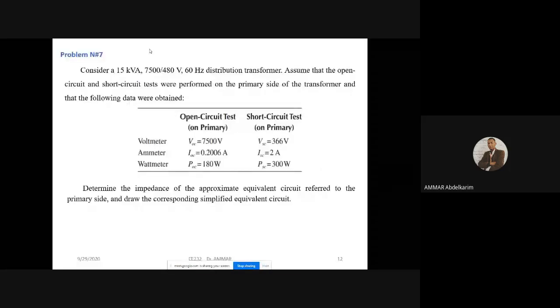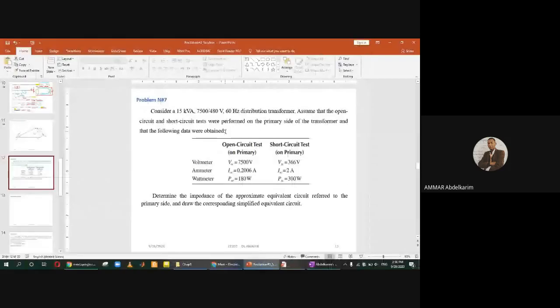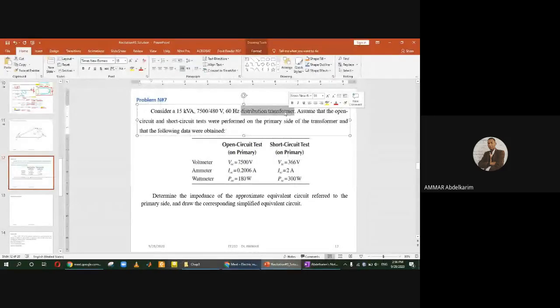Problem number 7. Consider a 15 kVA transformer. The high voltage is 7,500, and the low voltage is 480 volts. So here, this is a distribution transformer.